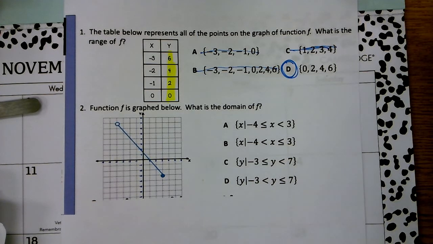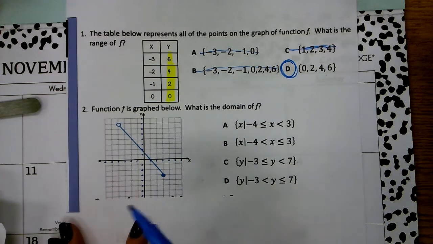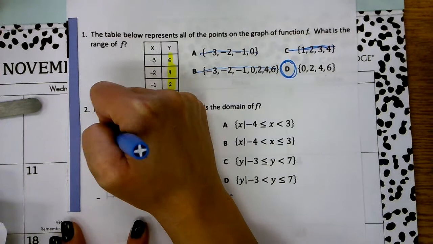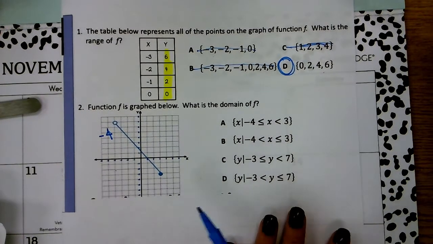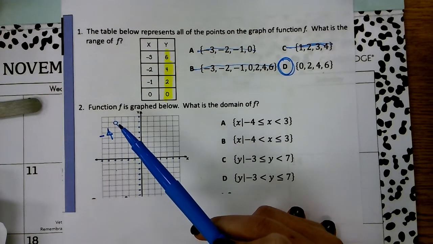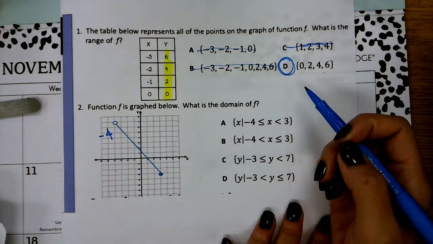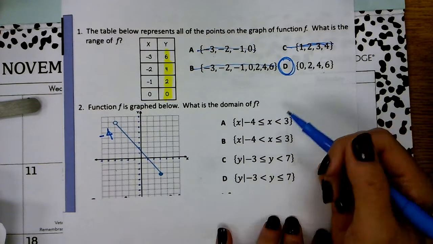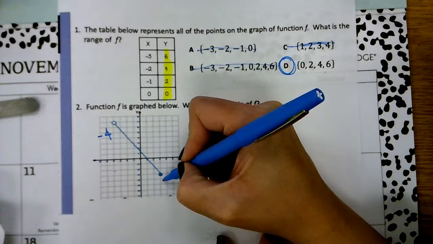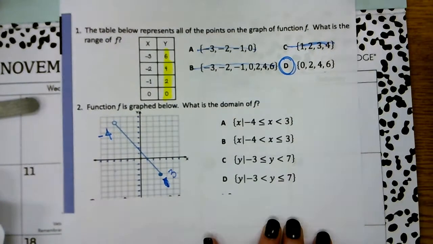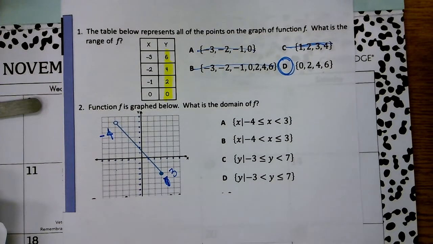So to do this, we need to find the smallest x value and we need to find the biggest x value. So if we go all the way to the left of our line here, our smallest x value is -4. You'll notice that we have an open circle on -4, which means that -4 is not included in the domain. Then we want to go over to our biggest x value, and here that is 3. So our smallest x value is -4, our biggest x value is 3.